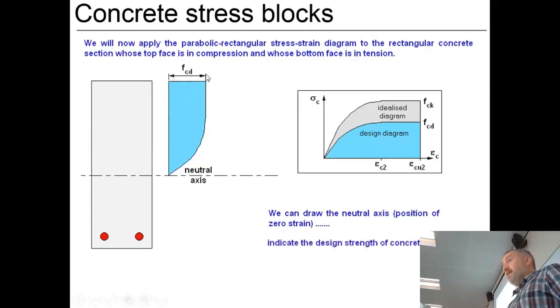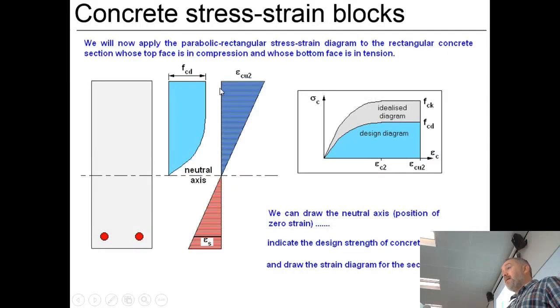So this value here is FCD, so that's the maximum amount of compressive stress in the top. Then you've also got the strain diagram, where you have the maximum amount of compressive strain at the top. You get no strain at the neutral axis, and then you've got the maximum amount of strain in the steel at the bottom. So they're going to combine both of these to get some formula.